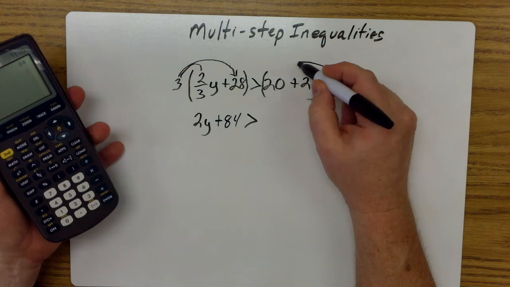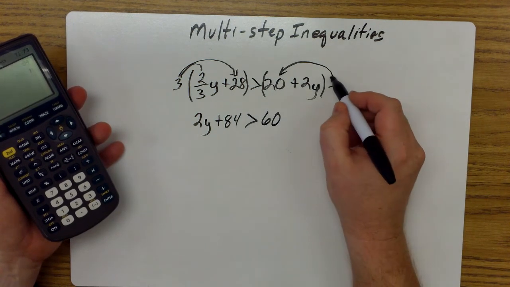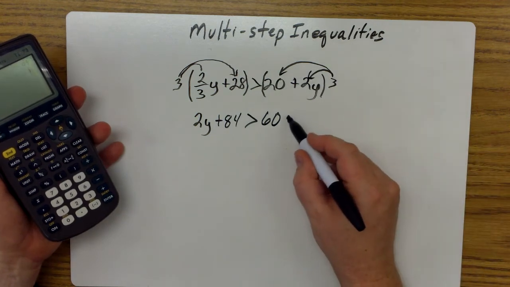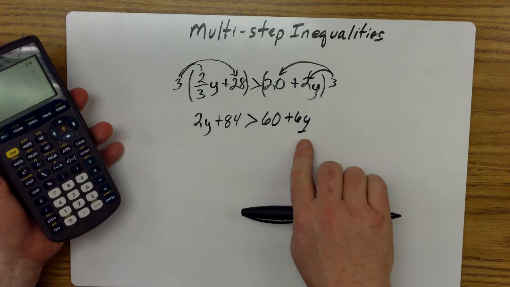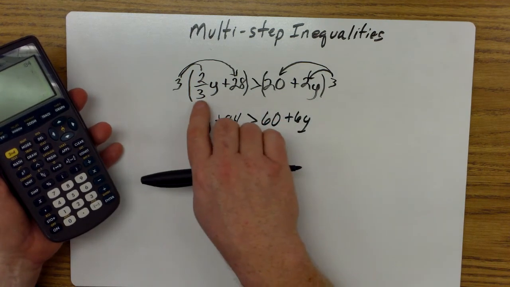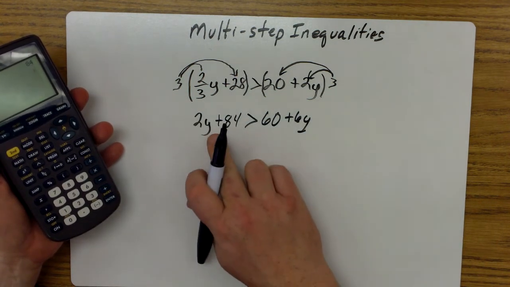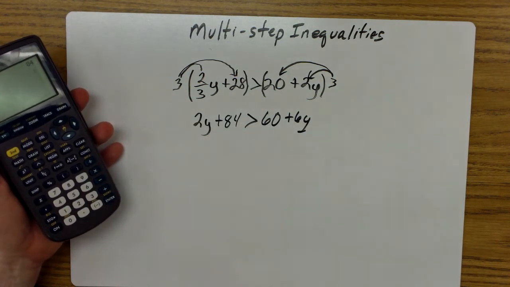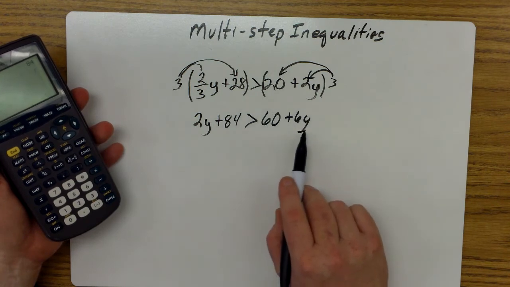Then I'm going to distribute my 3 to the 20 here. 3 times 20 will give me 60. And 3 times the 2y will give me a positive 6y. So this inequality here is still equivalent to the original problem. The only difference is I don't have the fraction. This is what we call clearing the fraction. But my result for y is still going to be the same. Okay, the next thing I'm going to do is check to see if there's any more combining on this side or simplifying on this side.